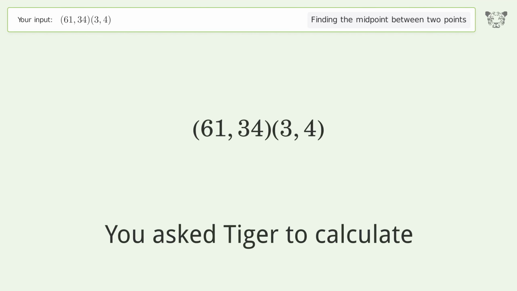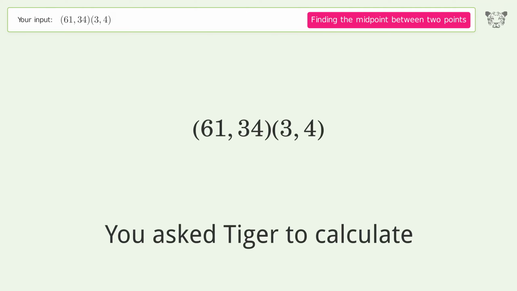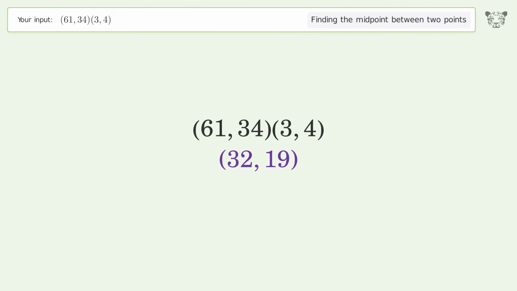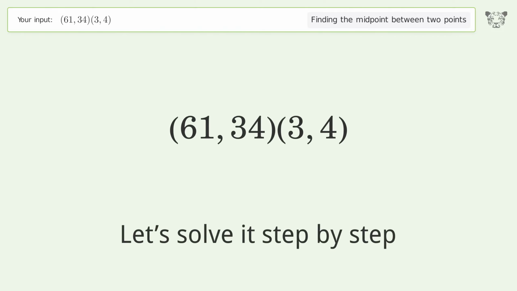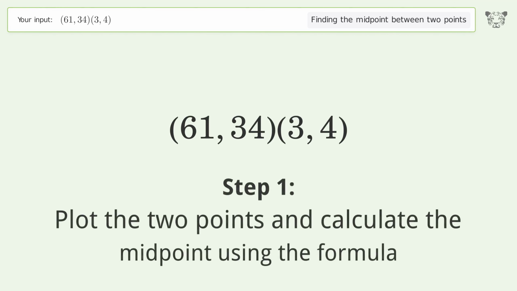You ask Tiger to calculate. This deals with finding the midpoint between 2 points. The midpoint between the 2 points is 32,19. Let's solve it step by step. Plot the 2 points and calculate the midpoint using the formula.